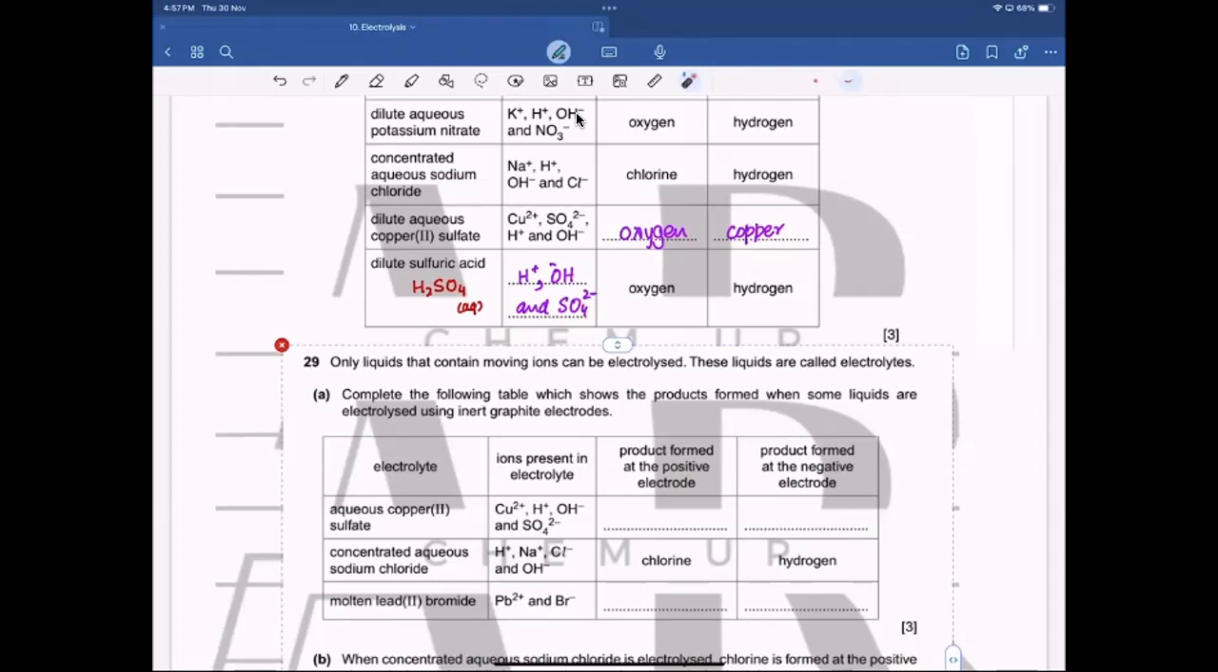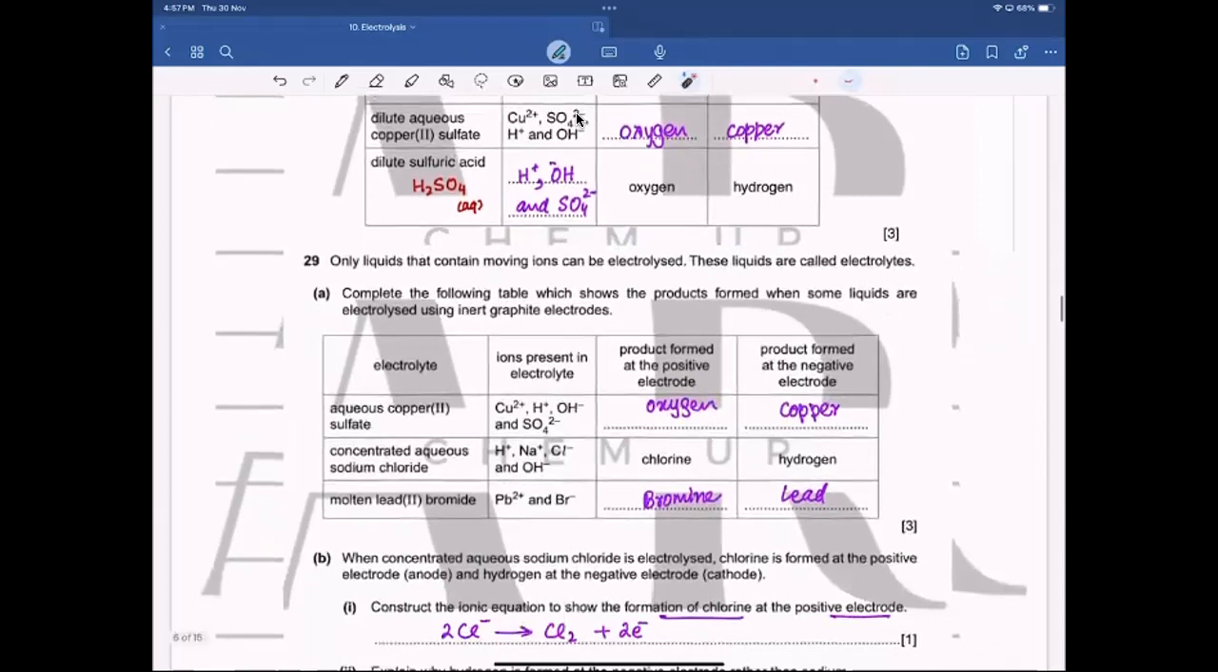In the second row, they have given you all. Now the third row is, I think, very easy because it's molten. So at the positive electrode, bromine, very good, Rodale. And at the negative electrode, lead. Is this clear? Yes, Khatija and Aisha Abdul Ghani?